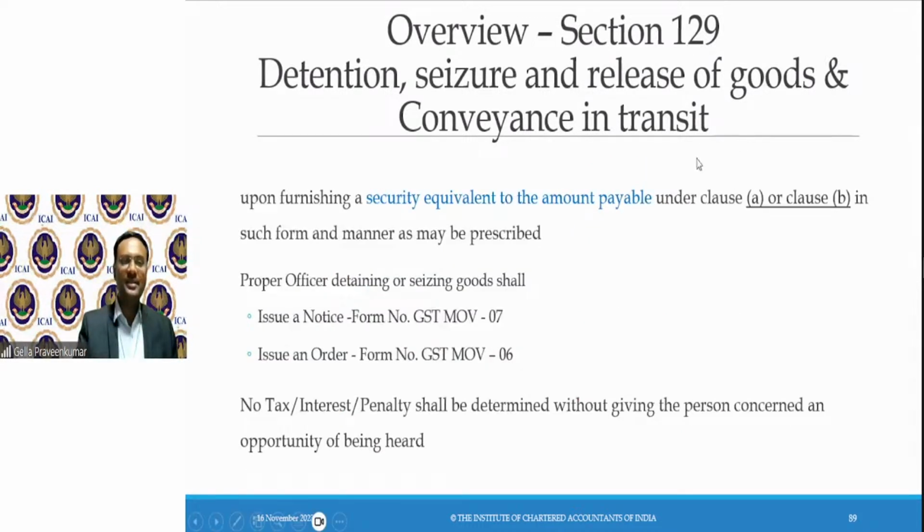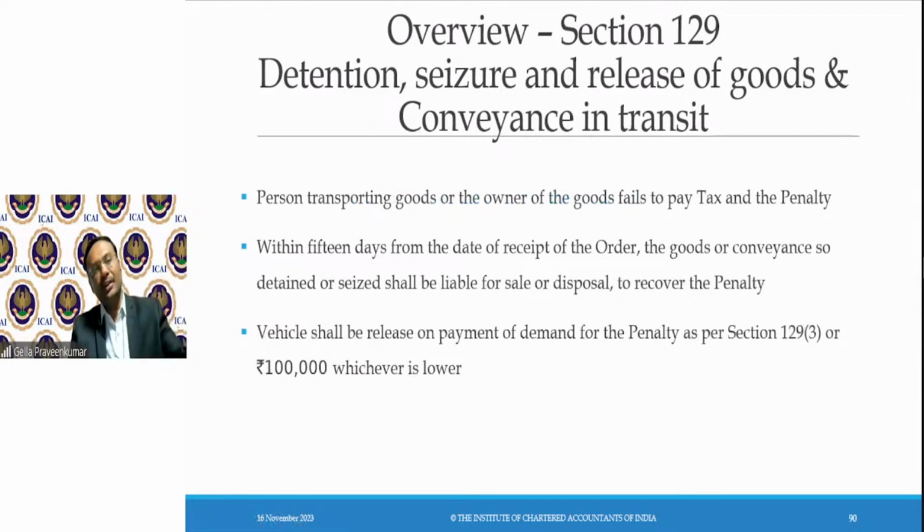Now, basic forms. MOV-07 is a show cause notice. MOV-06 is an order. And principles of natural justice: before issuing a show cause notice and before giving an order, they will follow the principles of natural justice. You explain your theory, and then they will pass the order for that particular aspect.